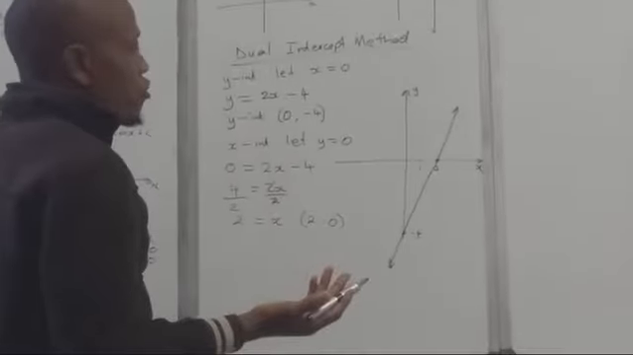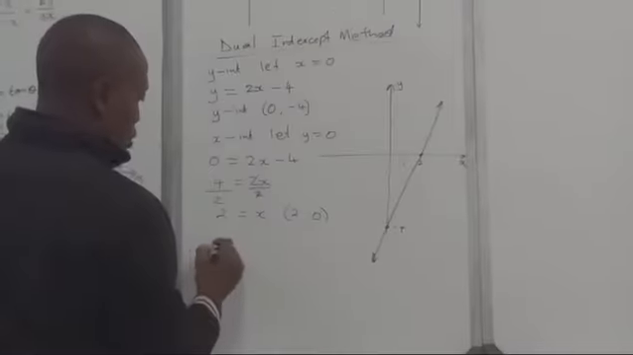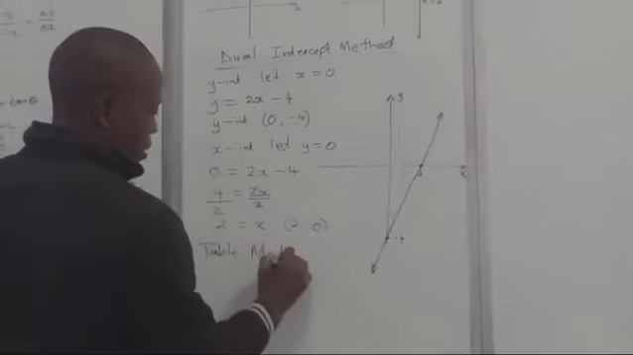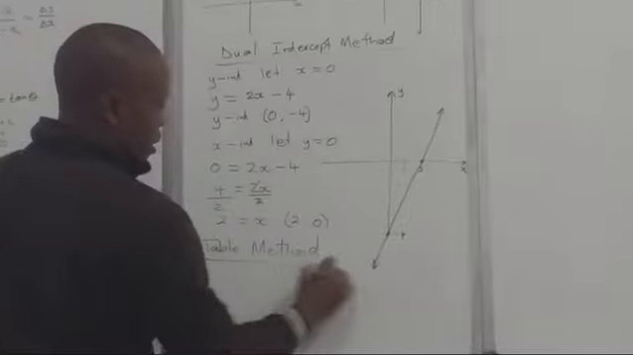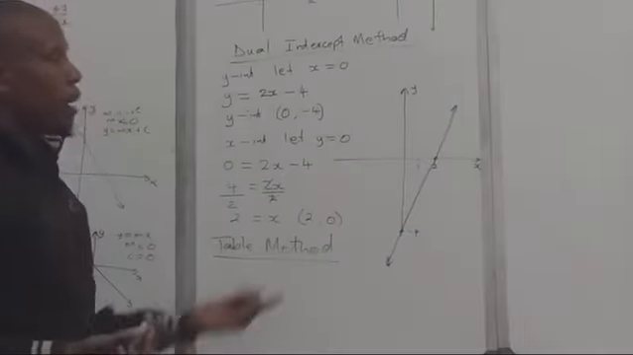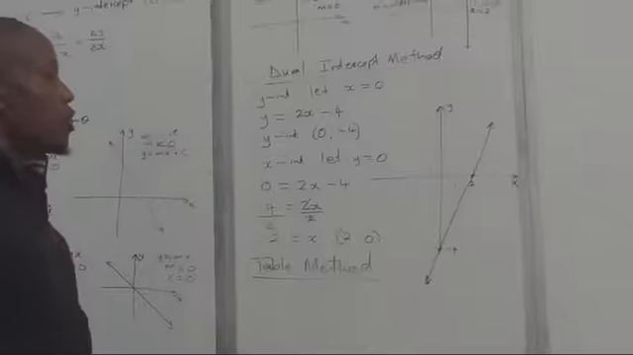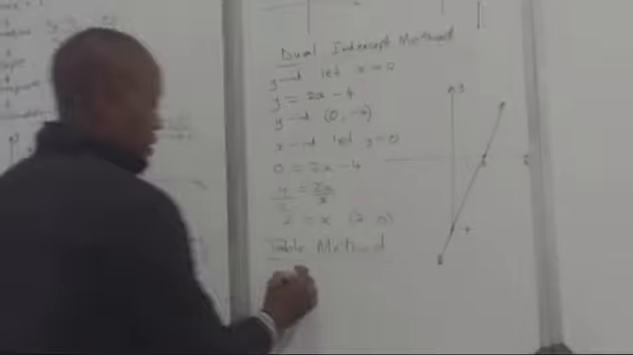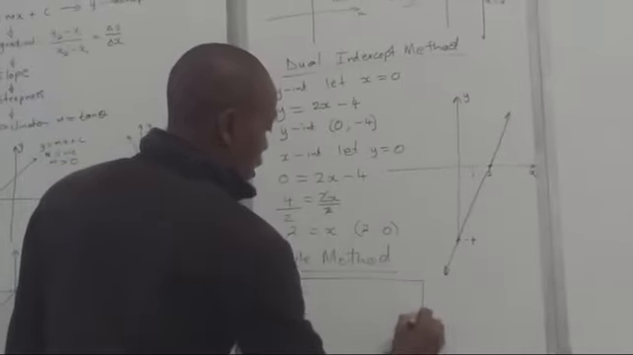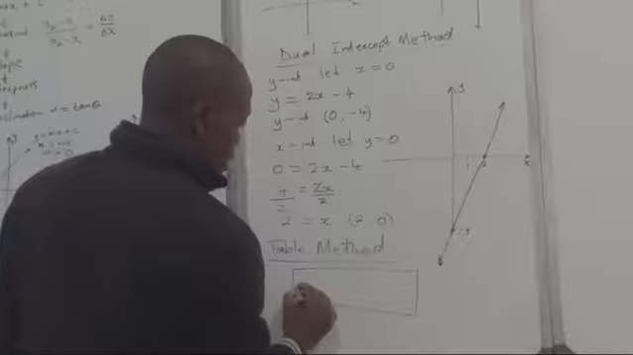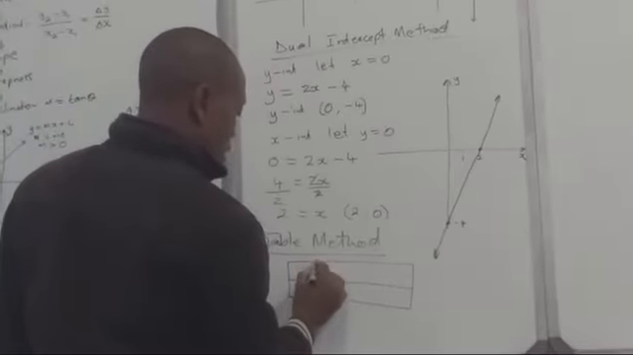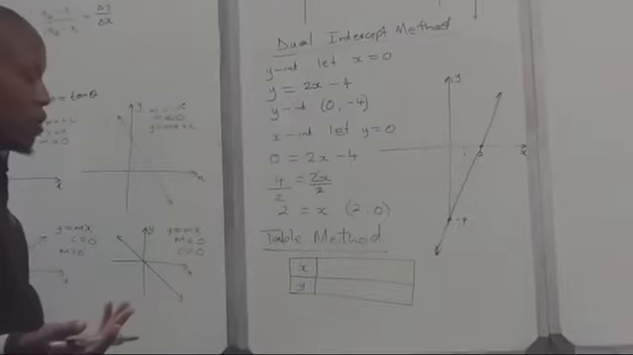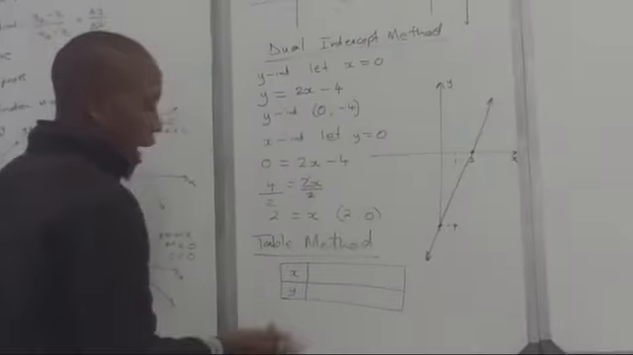You can also do the table method, right? Some are comfortable with the table method, but I prefer the dual intercept method because it gives you exactly the x and y intercept. But here, you may not really get the x and y intercept, depending on what points or how many points you give yourself for x.